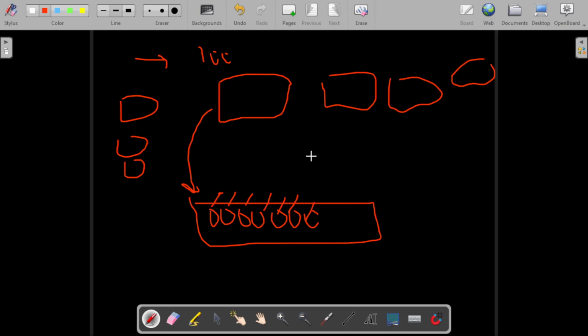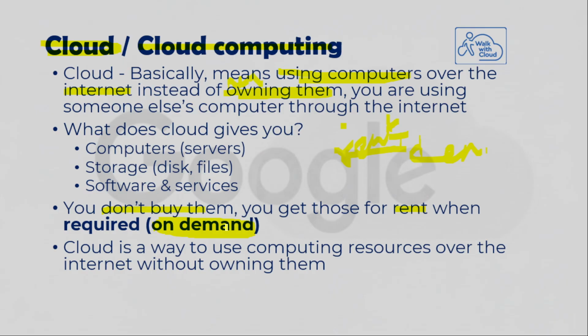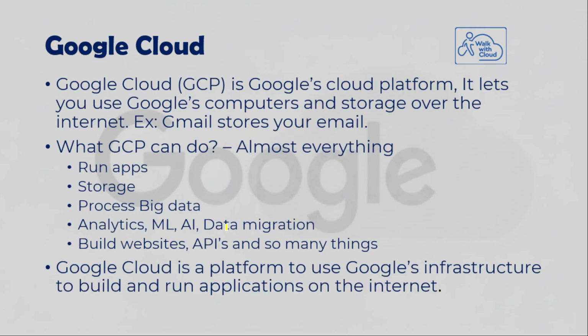But in the case of on-premise, whether you use it or not, you have to pay to buy all these resources. So this is very important: this is the concept of on demand. We are just in the beginner phase, and we will gradually learn as we move forward. Make sense? Next is, what is Google Cloud?